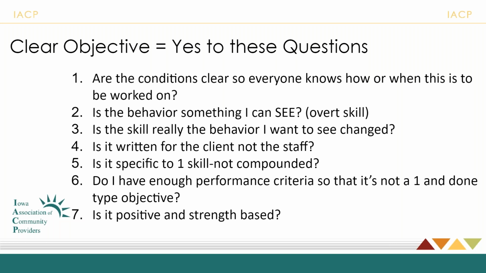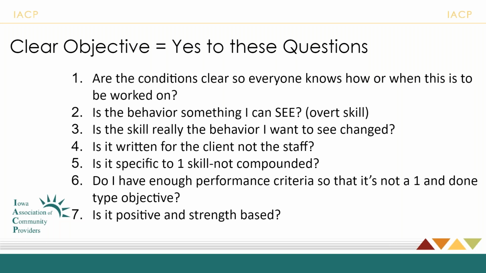Gala wants to manage her mental health symptoms today. I don't know what that looks like for Gala, but if it says Gala will practice her affirmations each morning, I can see that. That's an overt skill. Is the skill really the behavior that I want to see change? Does it really describe what we are trying to teach? What is this person wanting to learn through working on this particular skill?